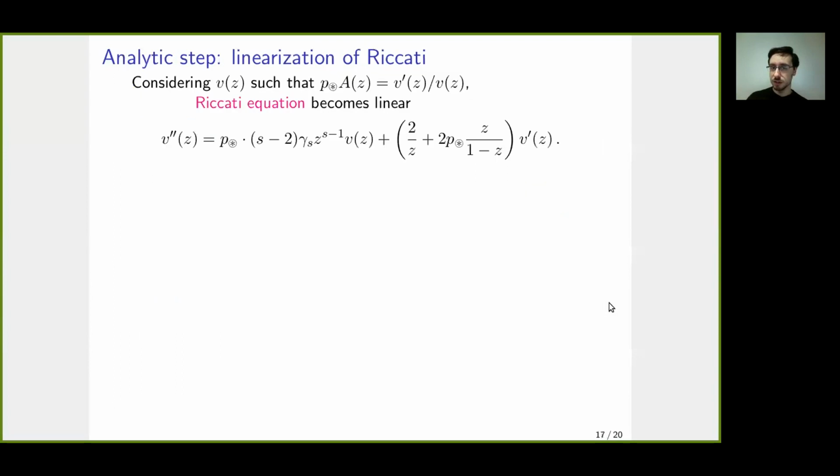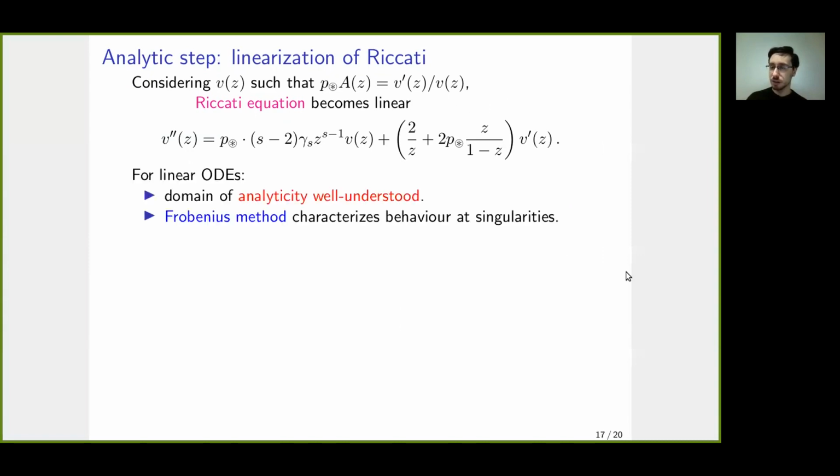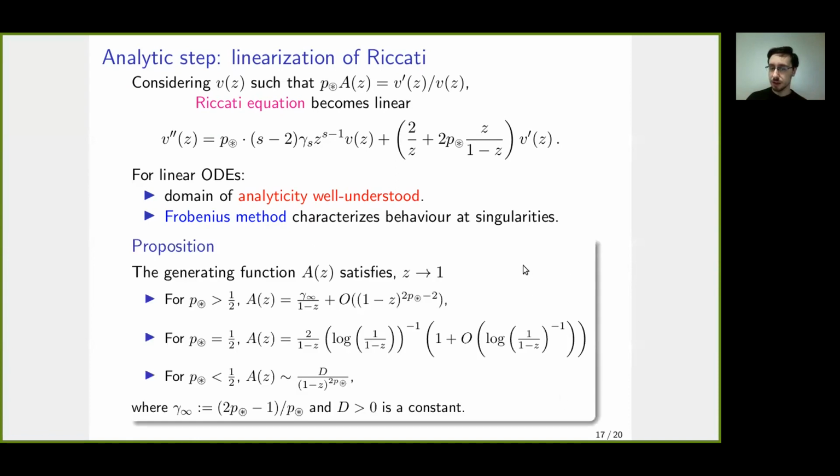And the good thing is that the Riccati equation can be turned into a linear equation, but of order 2, through a classical transformation, a classical trick. But the equation you get is of degree 2 now, so it can be solved directly. Anyway, there are lots of things known about linear ODEs, in particular where they are analytic and the behavior at the singularities through what's called the Frobenius method. So with this, we get the asymptotics for A close to 1.